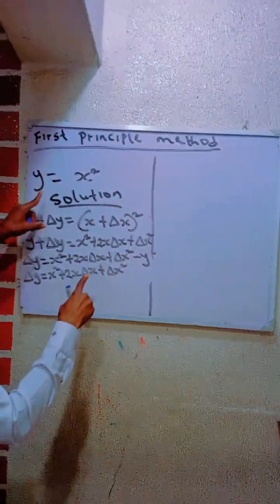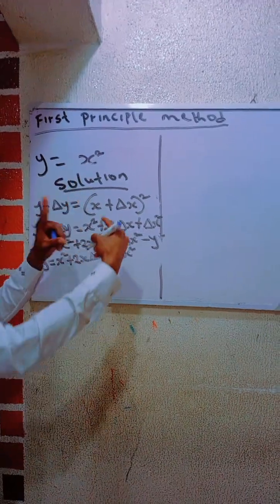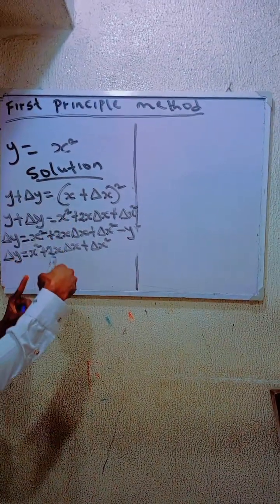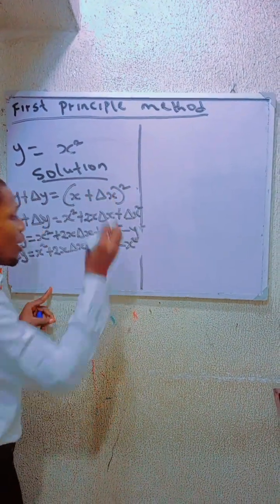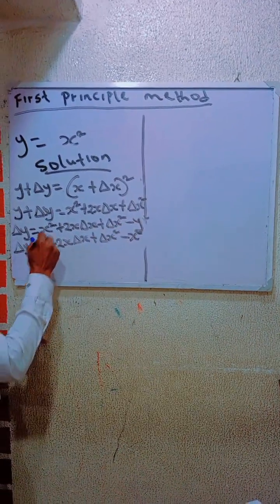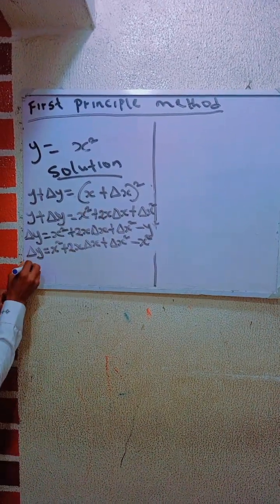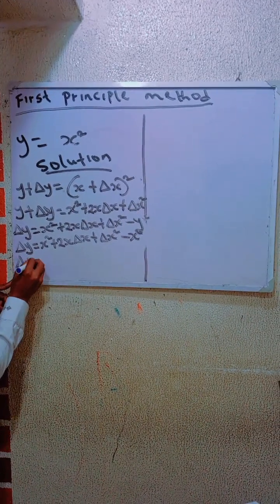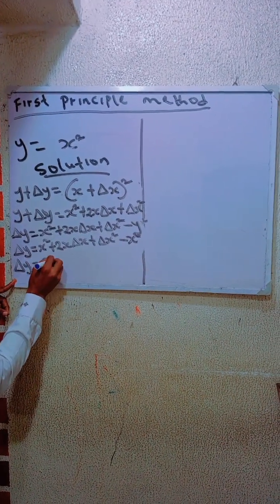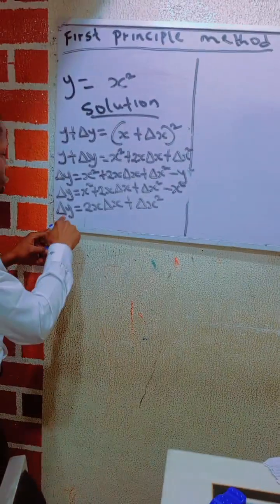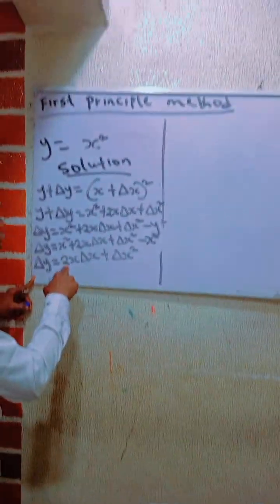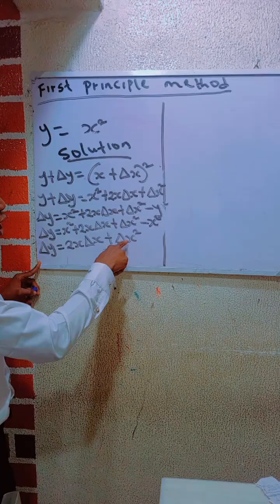Now we are told that y is equal to x squared. It means that we can substitute x squared in place of y. So it means minus x squared. Now this x squared will cancel out this. Are we together? So it means we have change in y is equal to 2x change in x plus change in x all squared.